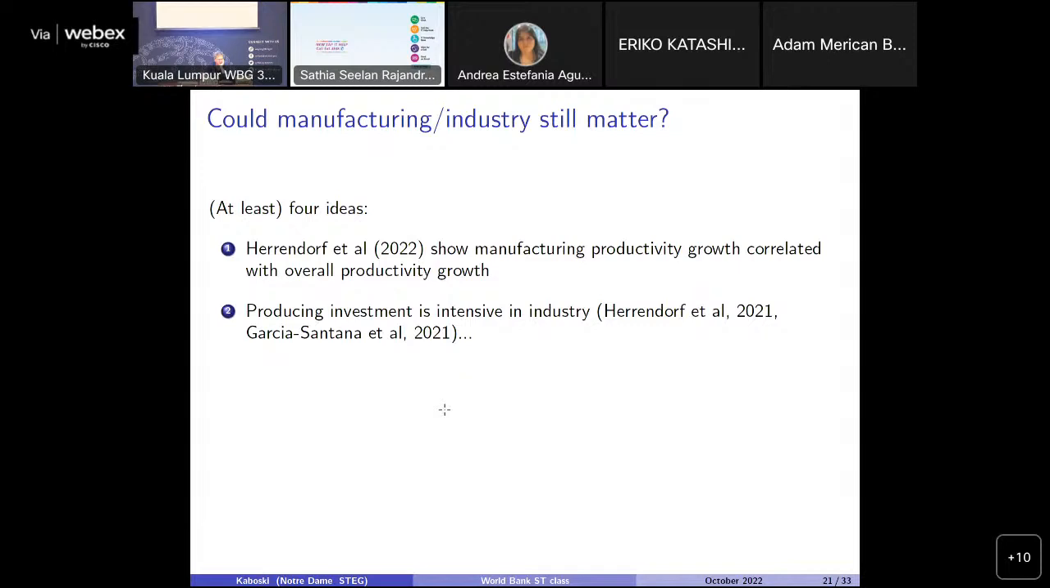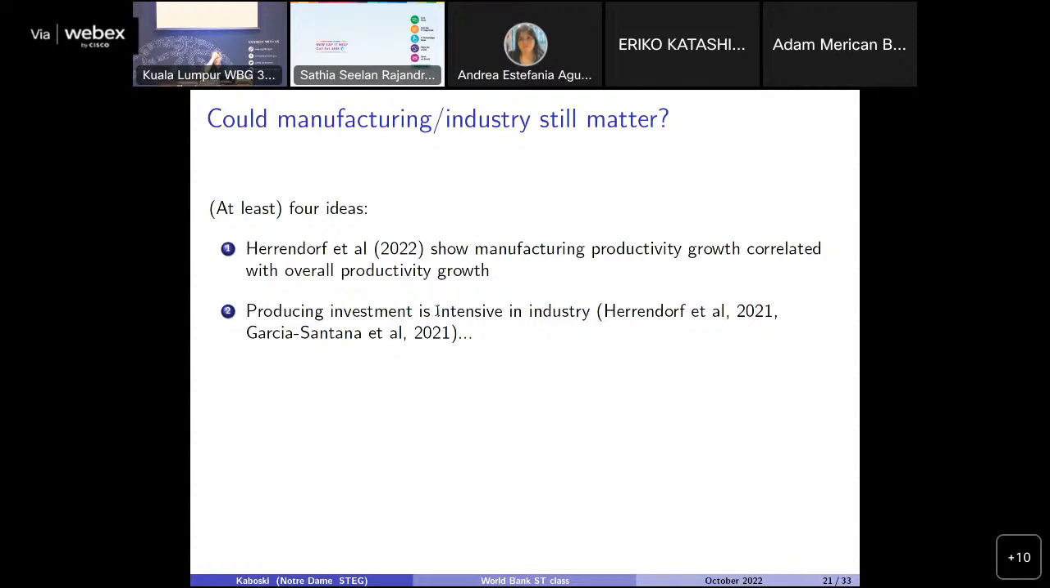So then I said manufacturing could still be important. The Herrendorf paper has this idea in it. There's at least four ways that manufacturing could still matter, more than other industries, I should say, because there's something special about manufacturing. I mentioned Herrendorf et al. showed that manufacturing productivity growth is correlated with overall productivity growth. So maybe there is something like an externality, that once you industrialize in manufacturing, that spurs growth in many other sectors of the economy. That's a possibility.